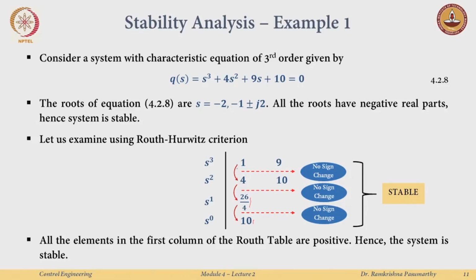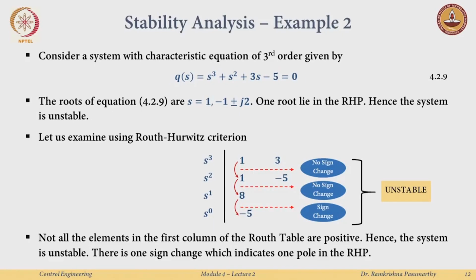So what question do I ask? I look at this column and ask, is there a sign change from 1 to 4? The answer is no. From 4 to 26 by 4, again the answer is no. From 26 by 4 to 10, again the answer is no. So there is no sign change, no sign change, no sign change, and therefore the system is stable.